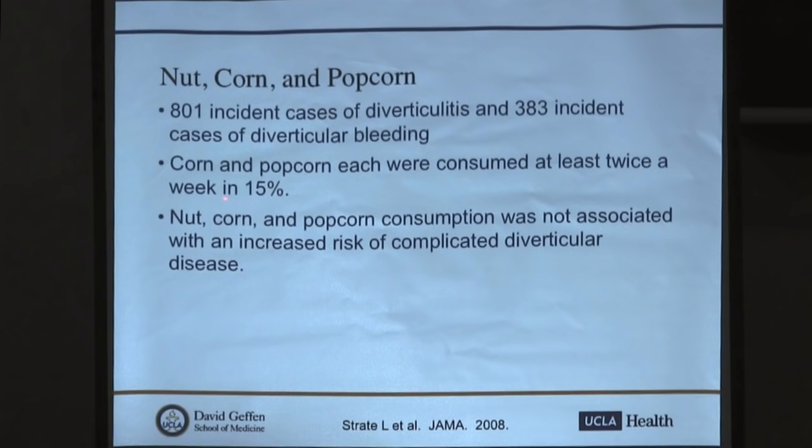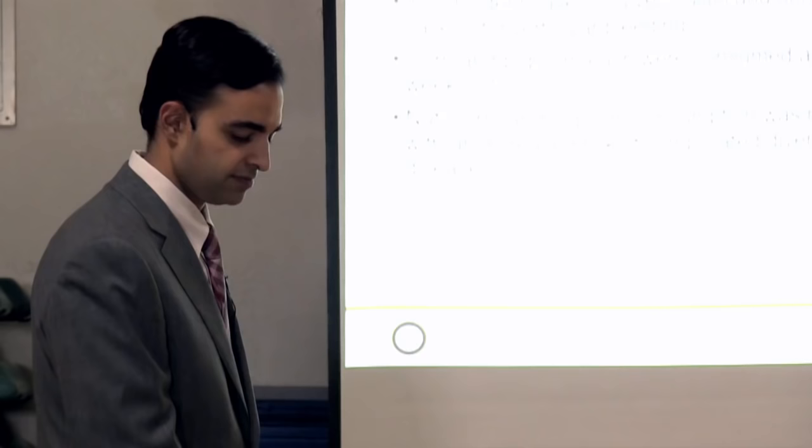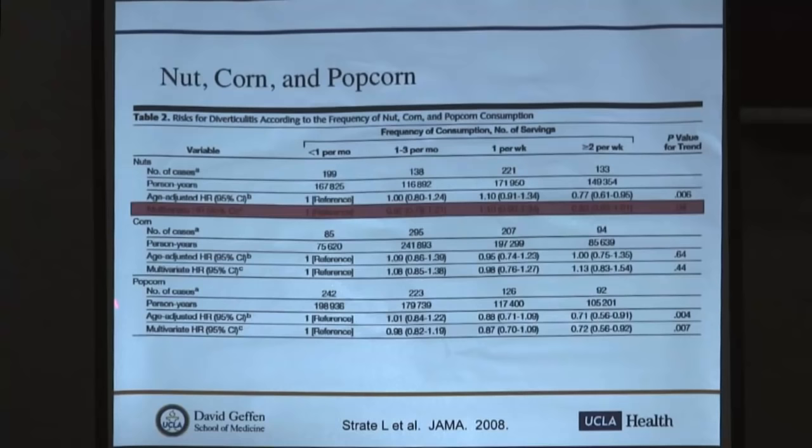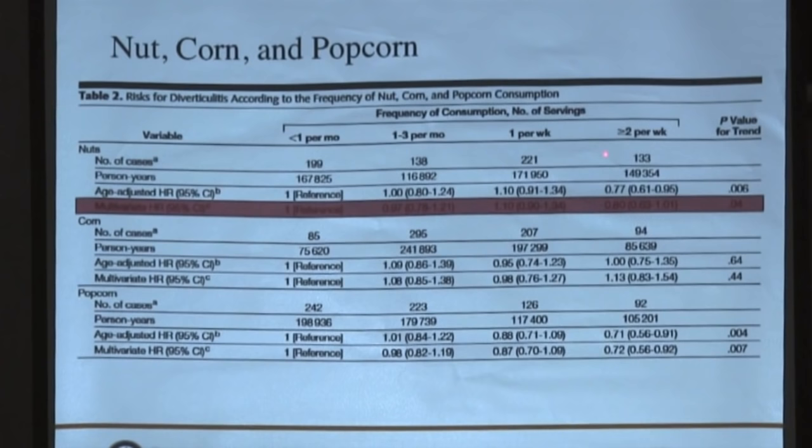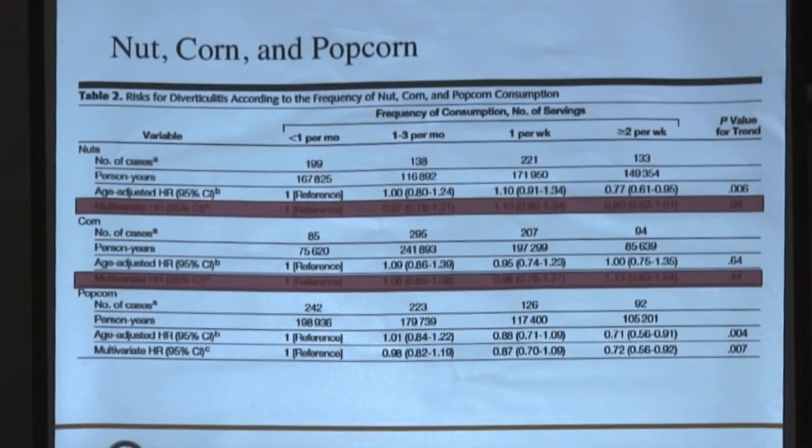And 15% of patients consumed them at least twice a week. In this study, nut, corn, and popcorn consumption was not associated with an increased risk of complicated diverticular disease. And here's some of the data. For nuts, there was no increase in the risk when they compared patients who did not consume nuts to those that consume nuts. Same trend was observed for corn, and same for popcorn.